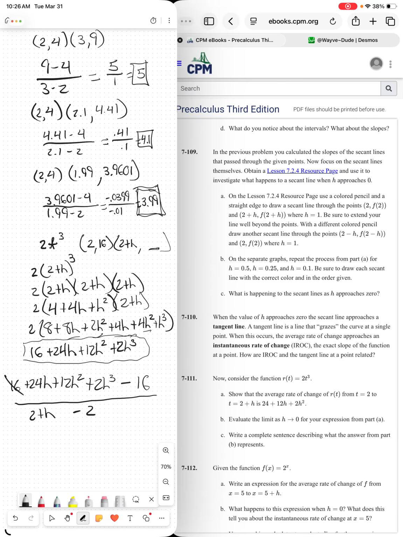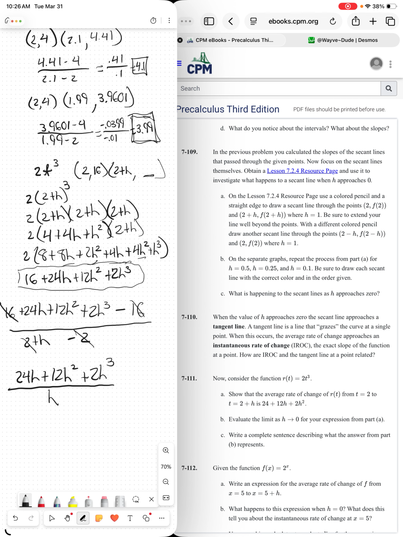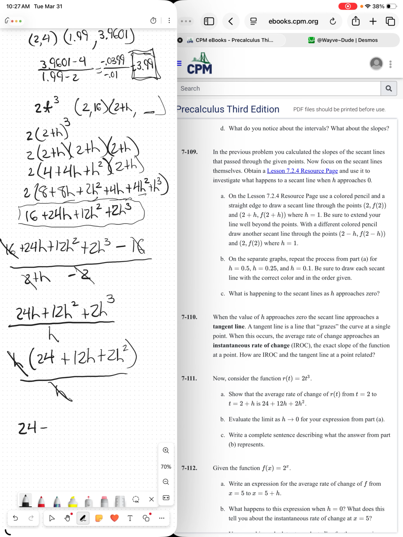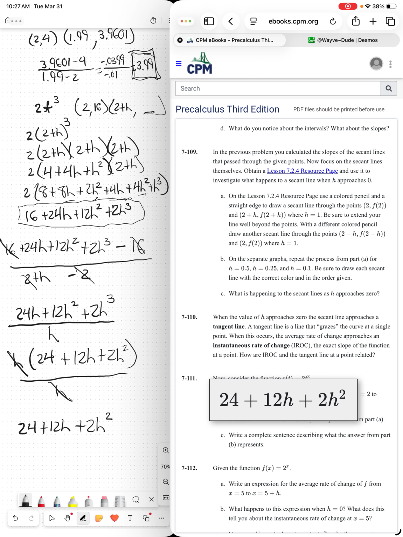So what happens? The 16s cancel, the 2s cancel, right? So we have 24h plus 12h squared plus 2h cubed all over h. We then can factor out an h. So we have 24 plus 12h plus 2h squared, and the h's cancel. And we're left with 24 plus 12h plus 2h squared, right? Which is what they asked us for. It's right here. Prove that that's what you get.